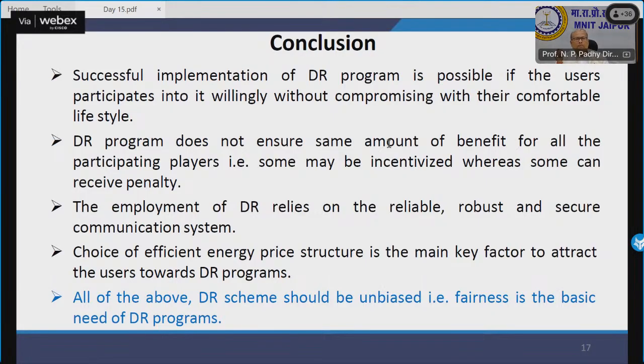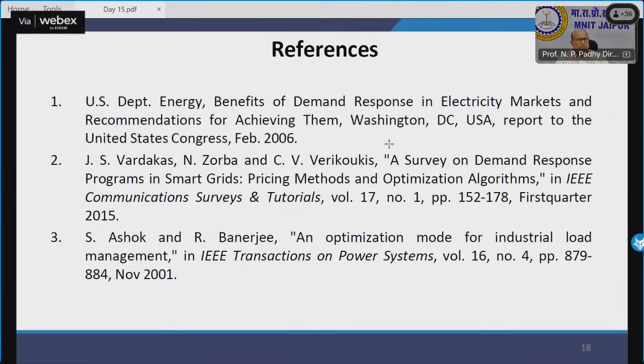The employment of DR relies on reliable, robust, and secure communication systems. Choice of efficient energy price structure is the main key factor to attract the users towards DR programs. All of the above DR schemes should be unbiased. That is, fairness is the basic need for the demand response program. So if you can bring a transparent mechanism, that would be really good for any system.